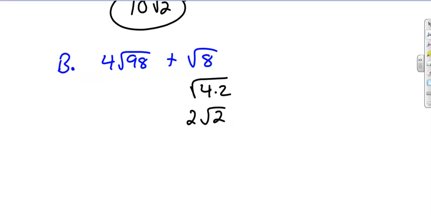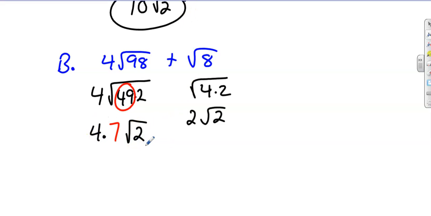Okay. And for these, as long as there's just two terms and they ask you to add or subtract, you're pretty much almost guaranteed that this number, when you break it down, is going to be 2 times something. So if you take the 98 and rewrite it as 2 times something, well, if you divide it by 2, that's 49 times 2. And there's your perfect square right here with 49. So you can take the square root of 49 and make it 7. Okay, 4 times 7 is 28.